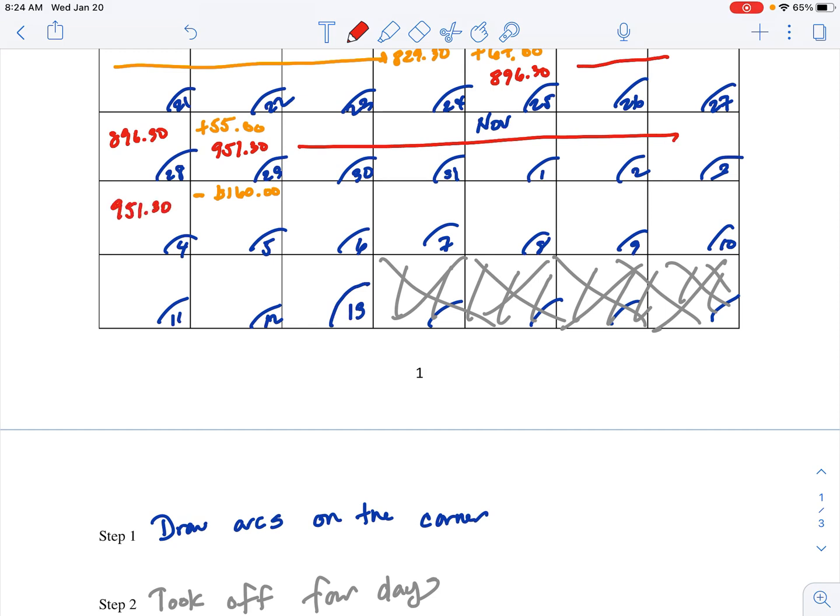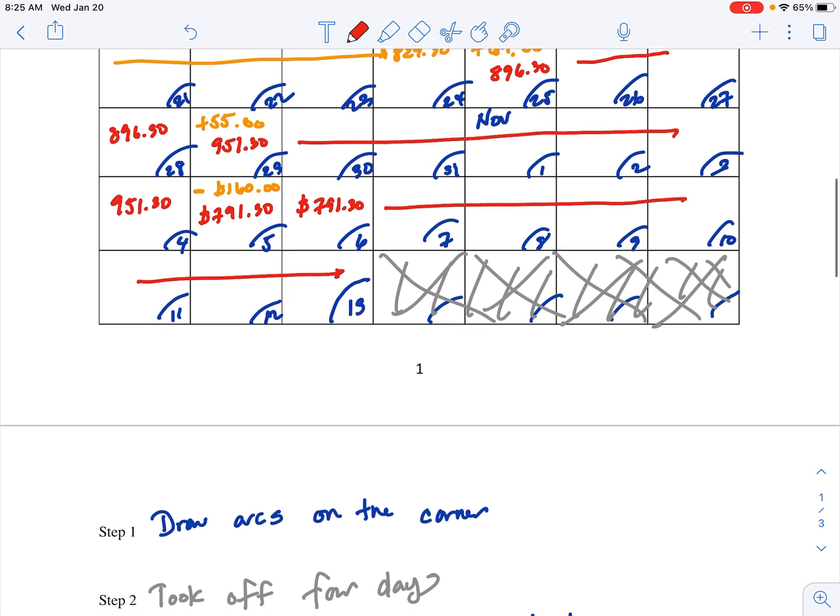And now we're going to subtract 160 because we made a payment. So 951.30 minus 160 is 791.30. Okay. And then from there, we didn't charge or make any payments, and that goes all the way through to the 13th. Okay. So step 8.